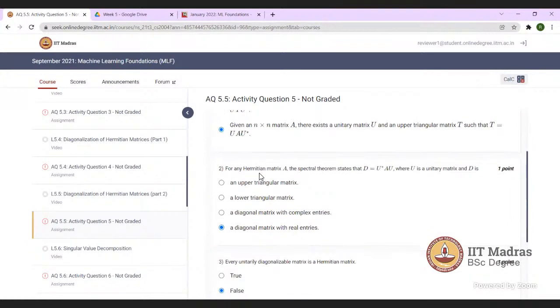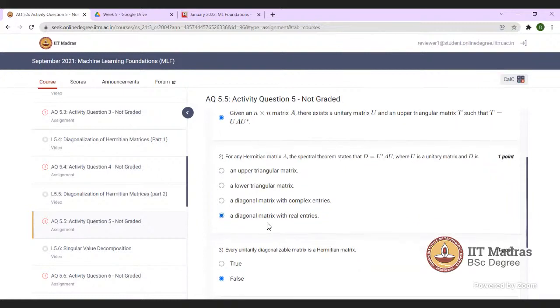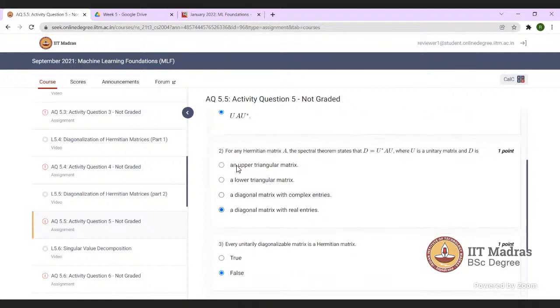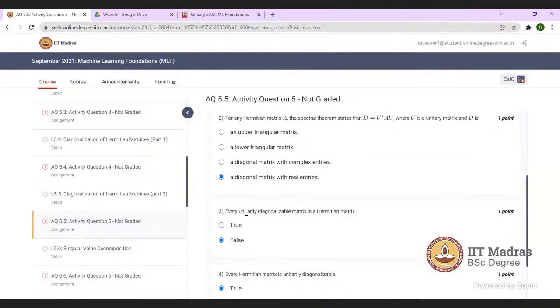The next one is the Hermitian matrix A. The spectral theorem states that D equals U star A U, where U is a unitary matrix. Here D is a diagonal matrix with real entries. Real entries is important because D star equals D, so it will have only real entries. It is not just an upper triangular matrix, it is also a lower triangular matrix. That is why it is called a diagonal matrix. By definition, that's what a diagonal matrix is.